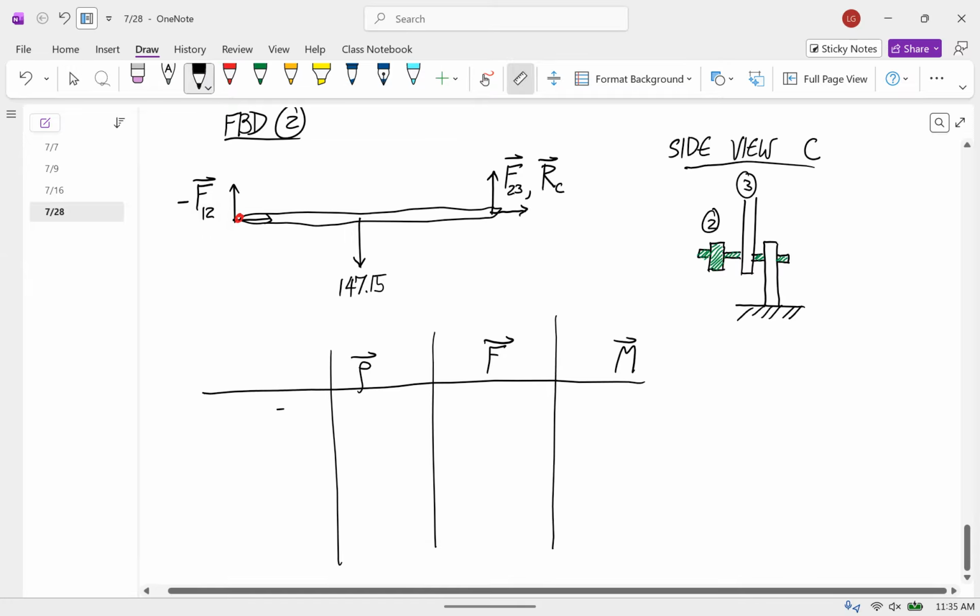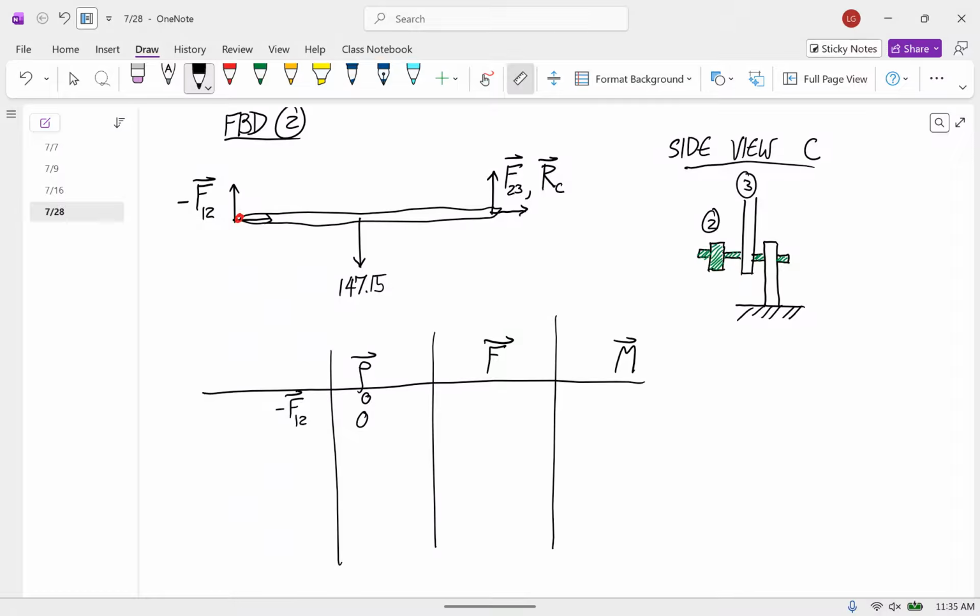And I'll start out with negative F1,2. The row vector is 0. If you didn't put your about point there, that's totally fine. Your equations will look different, but the solutions will all come out the same. Force is negative F1,2x, negative F1,2y. Cross product is 0.